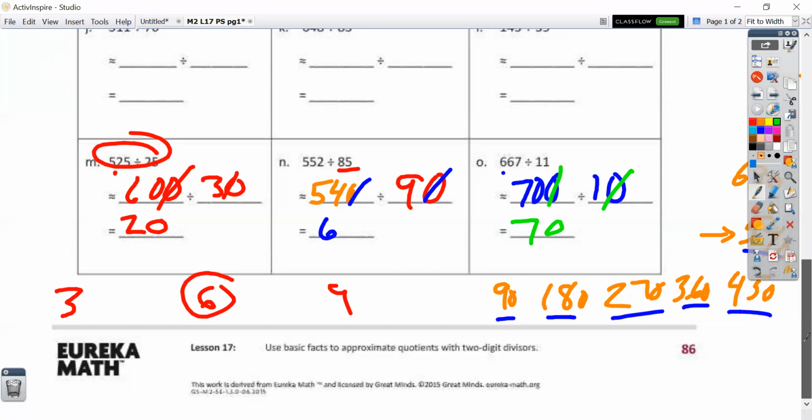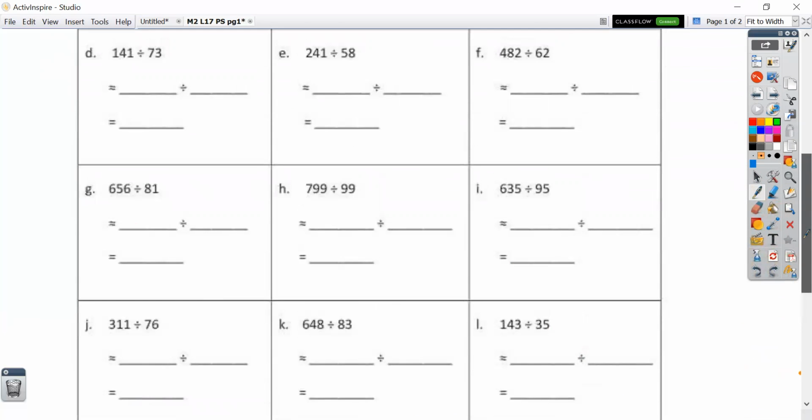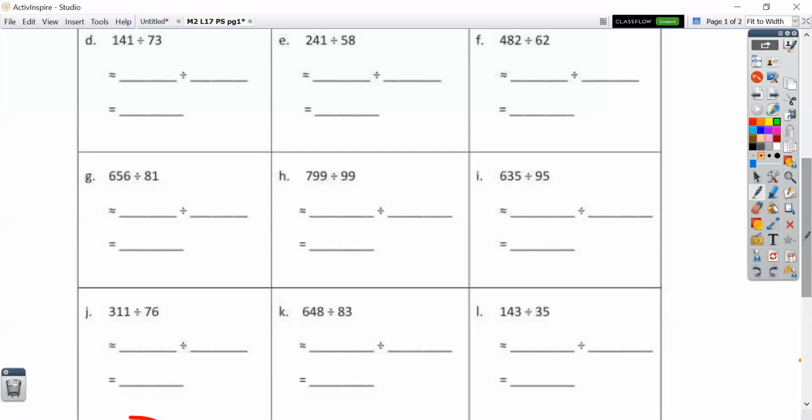All right, I'm going to ask you to try the middle problems on your own. Check your work. Remember, we're going to estimate the divisor, count by that multiple, and see what we can get. Remember, turn it into unit form so you're just using basic facts, and then make sure that unit goes back with it. All right, I'm going to pause.